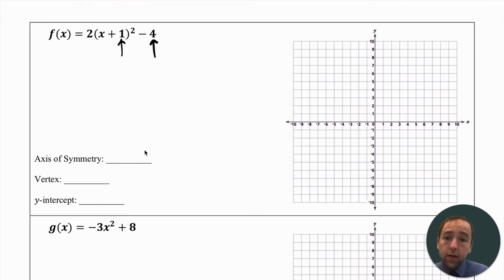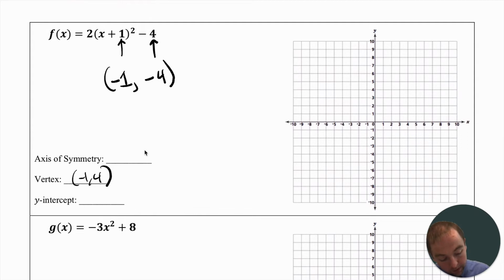So just focusing on what we see right here, we have a +1 on the inside. What that does mean is you're actually going to go to the left, and so you're going to denote your vertex as actually being at -1, so always the opposite sign that you see in the parentheses. But then on the outside, you'll keep the sign the same, and it's really just going to be a downward shift of 4 units. So that's where the vertex of the graph is going to be located, at -1, -4. I'm going to go ahead and put that on the graph right there for our vertex.